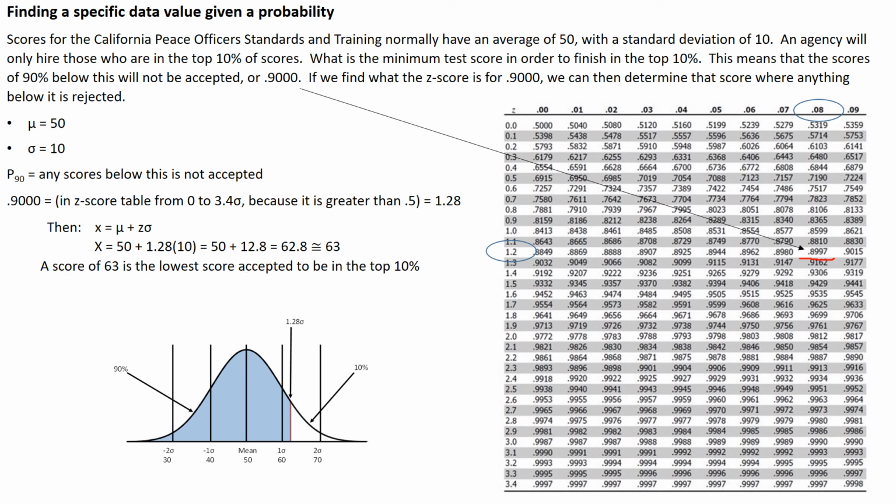So we may have thousands of officers taking this test with various scores, but if it's 1,000 of them, only 100 will get a score of 63 or higher. So this has nothing to do with what the result is in the test per se. It's actually what is the score of the top 10%.